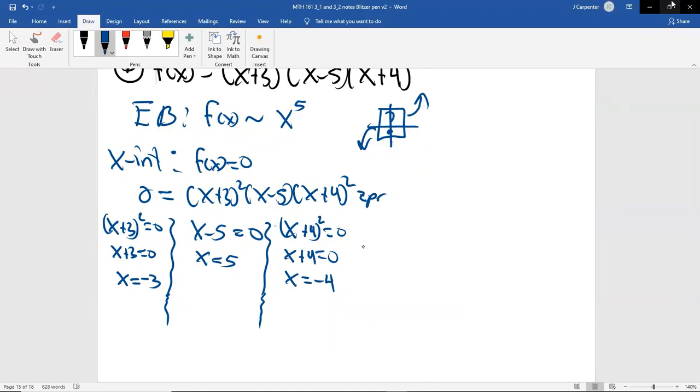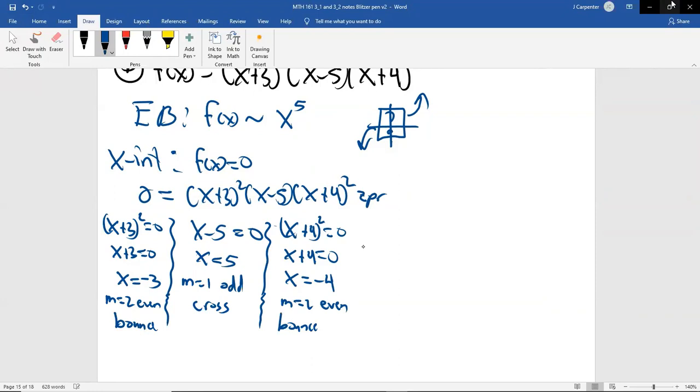So our multiplicity, again, based on the exponents, was 2 for the first one, which is even. It was 1 for the middle one, which is odd. And then it's 2 for the last one, which is, again, even. It's not whether the intercept itself is even or odd. See, this negative 3 is an odd number, but it's an even multiplicity. Evens bounce, and odds cross.